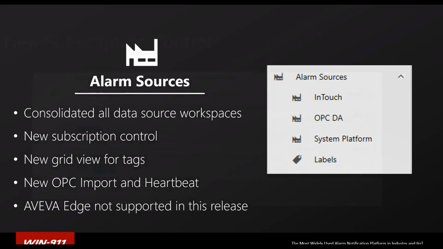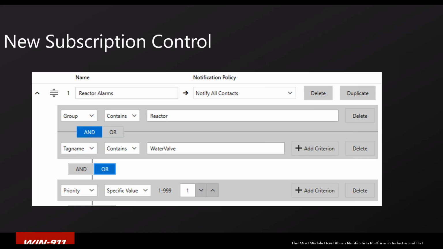So this is the subscription control. This is what it looks like. Basically what this allows you to do for InTouch or System Platform is, instead of importing tags, you can set up these subscriptions to bring your alarms in. So in the case of some data sources, this is the only way to monitor alarms, such as System Platform. I keep talking about System Platform and InTouch. We handle alarms very similarly between InTouch and System Platform.